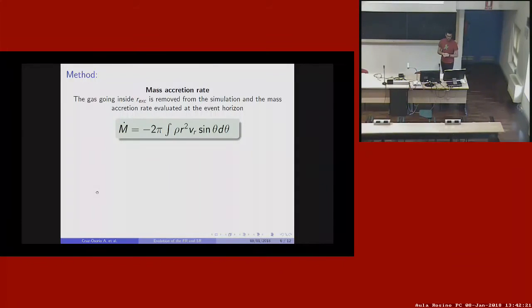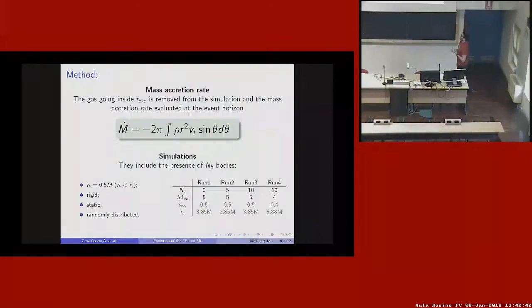Moreover, the authors compute the mass accretion rate by using a spherical mass detector at the event horizon and evaluating this formula, where VR is the radial component of the velocity. The peculiarity of this study is that they introduce the presence of small bodies.